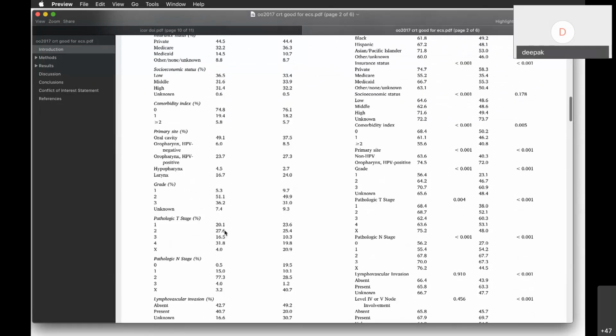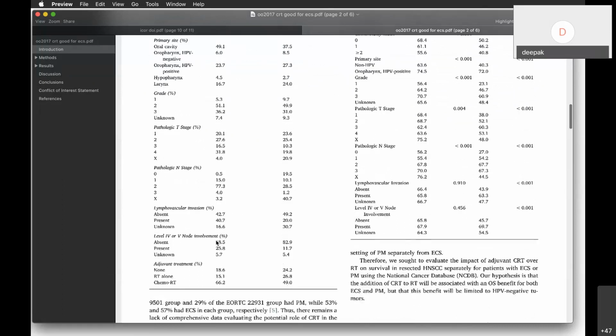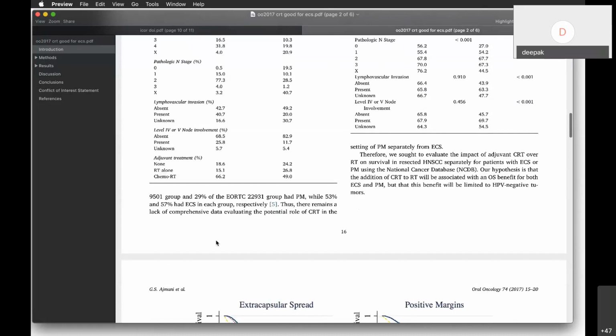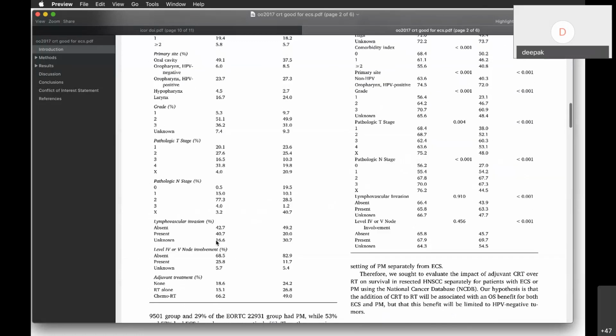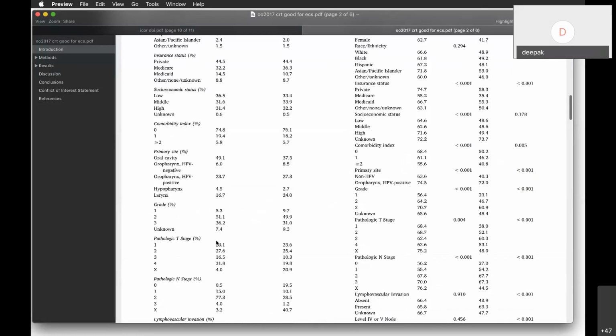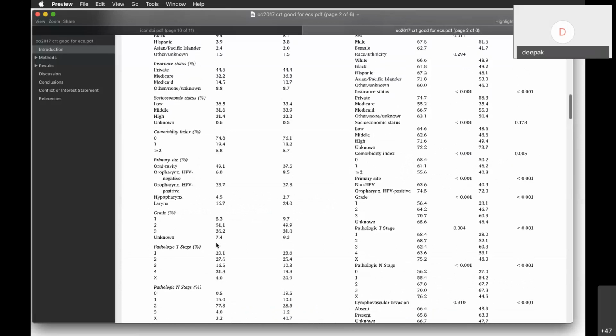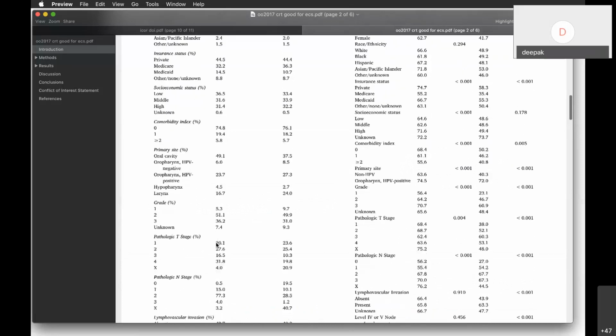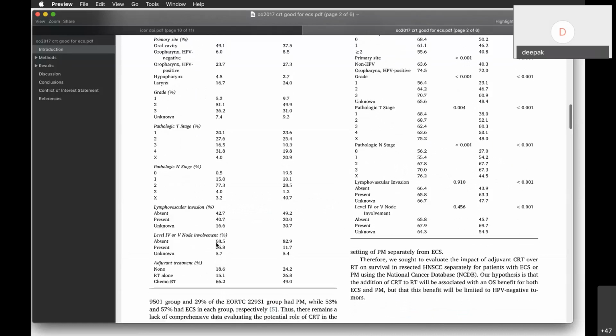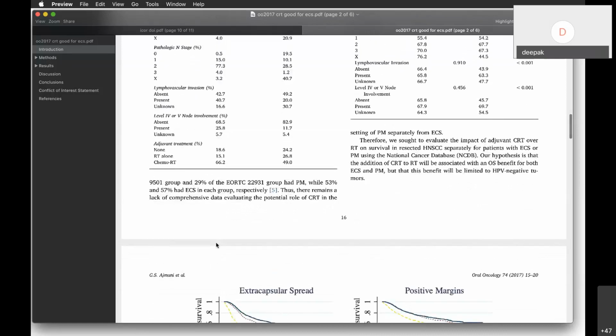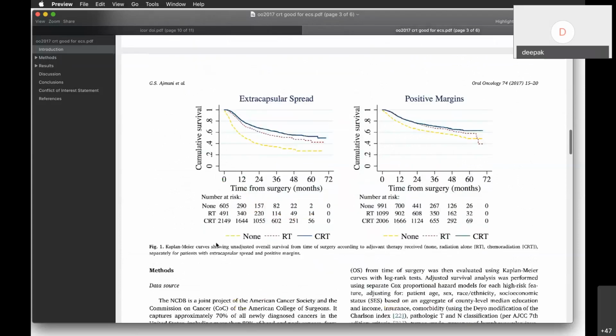Everything else, the T staging, the grade of the tumor, everything else has been accounted for. And they've also made sure that they have documented patients who have positive margins and patients who have extracapsular extension, because those two had a significant outcome in these patients.